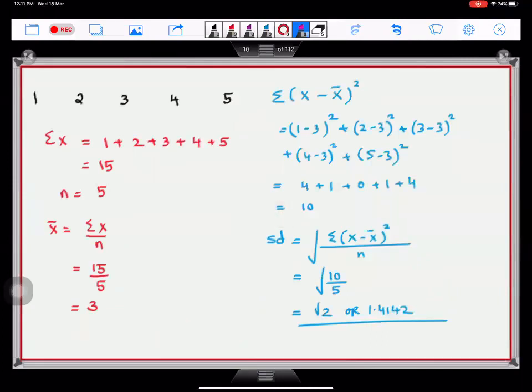Then there is another formula which we don't need to use as such, except we should know what the formula looks like. The formula looks like this. We talked about the numerator in the previous class. I won't focus much on it.